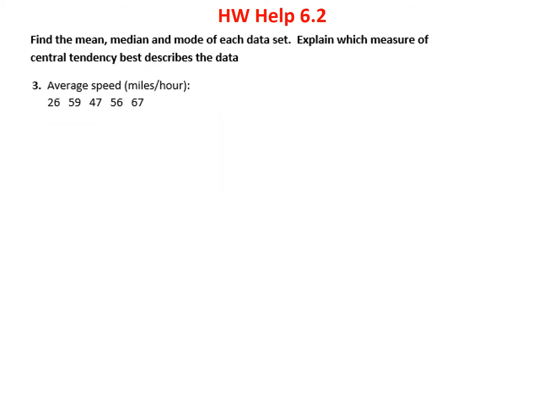Number 3, let's find the mean, the median, and the mode for this data set of average speeds, and then find which one is best for the data we described. So let's start with the mean. Again, the mean we find by adding them all up and dividing by how many there are. So that's going to be 26 plus 59 plus 47 plus 56 plus 67 divided by 1, 2, 3, 4, 5.